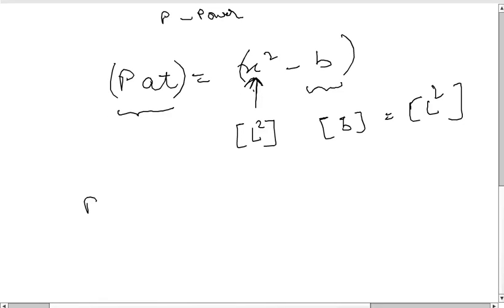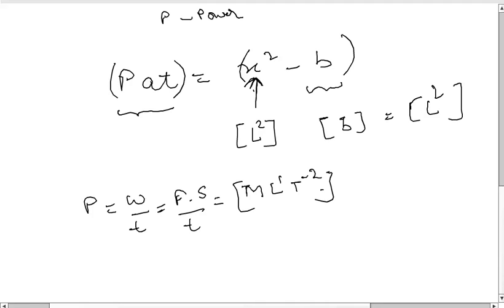Then what about the dimension of power? We already know that power is the rate of work done, that is, work done per unit time. And work done is force into distance. How can we write the dimension of force? Force dimension is M L, because force is mass into acceleration, so M L to the power 1 T to the power minus 2, into distance, which is again L, divided by time, which is T.